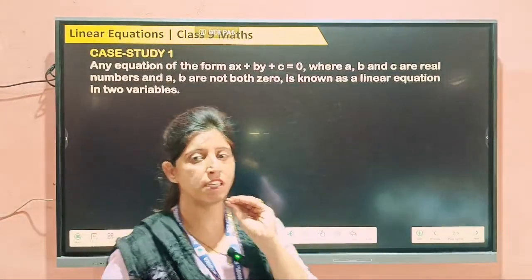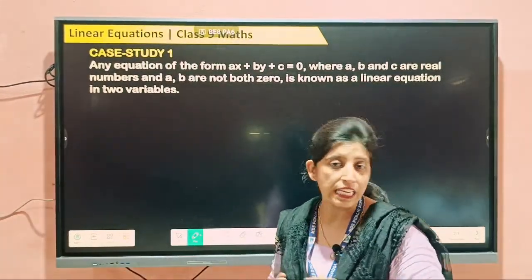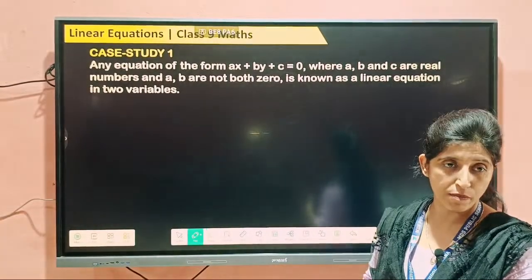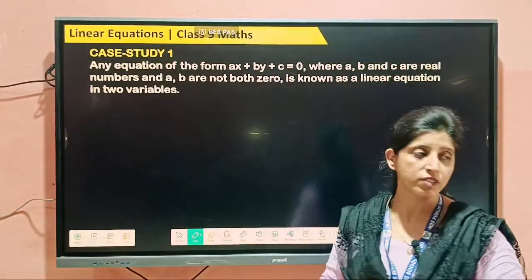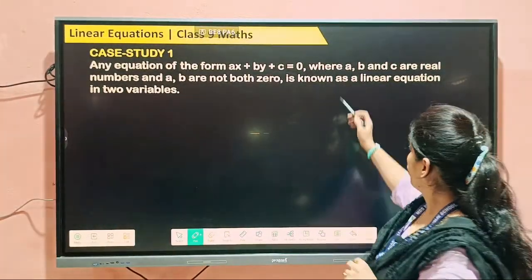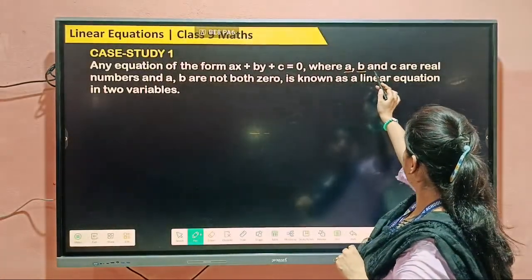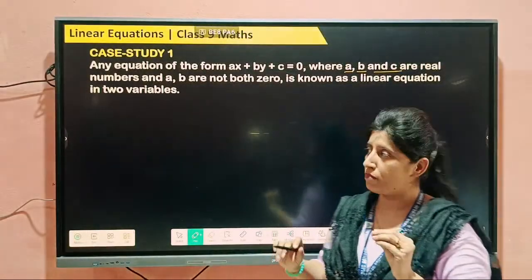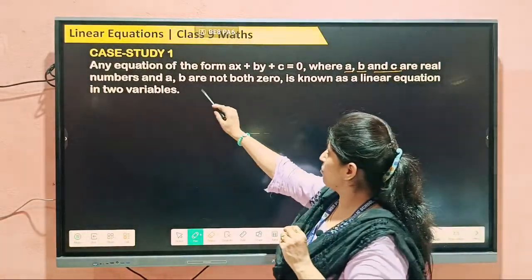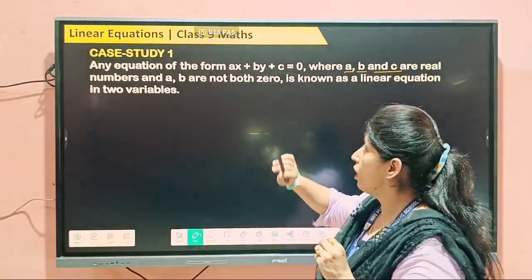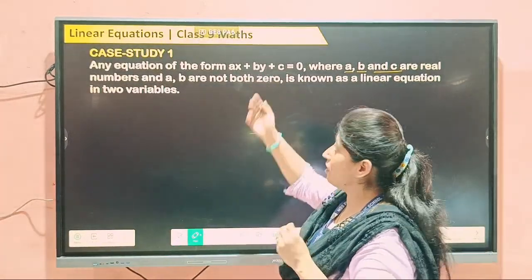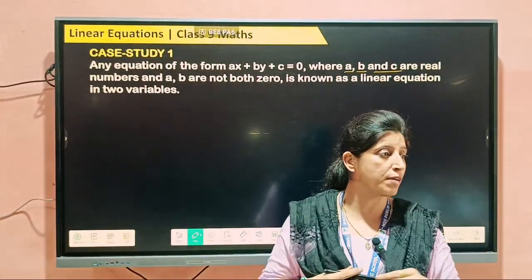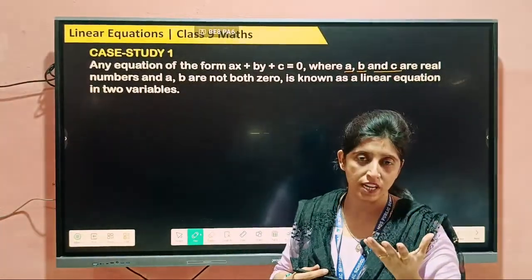Ax plus by plus c, we all know that is the linear equation in two variables. That is the standard form of this equation, right? Where a, b and c are real numbers, and a and b are not both 0. If a and b are 0, then it will not become a linear equation in two variables, right?